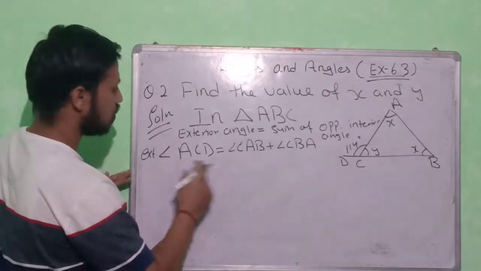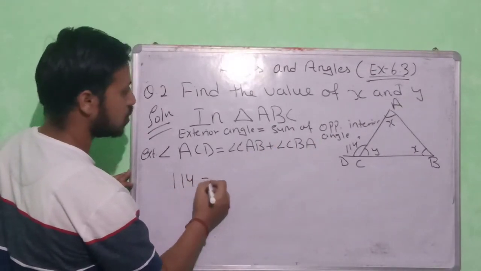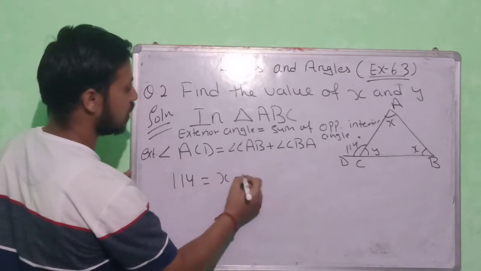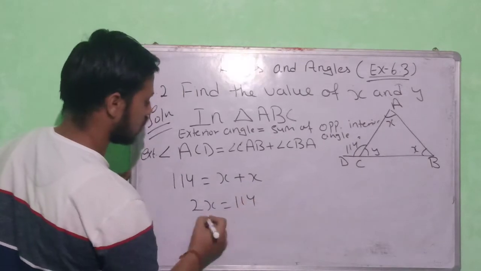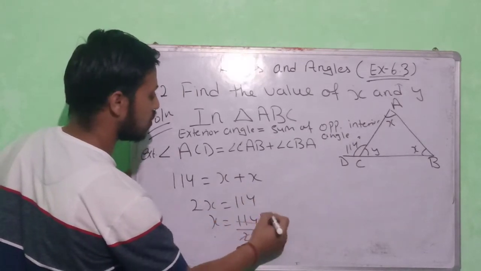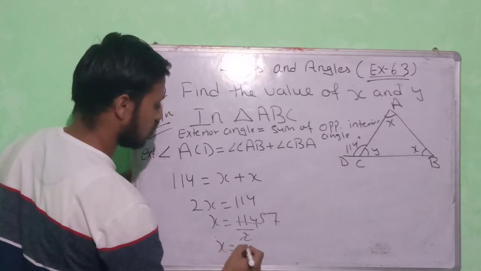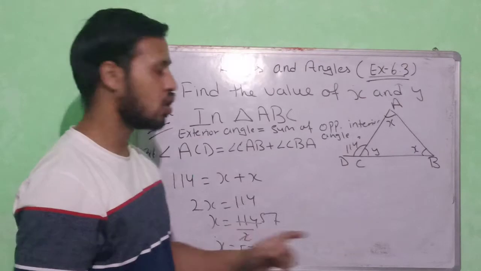Okay, now ACD is 114, CAB is x, and this is also x. So you will get 2x is equal to 114, and x is equal to 114 divided by 2. 2 fives are 10, 2 sevens are 14. X is equal to 57. We get the value of x is equal to 57.